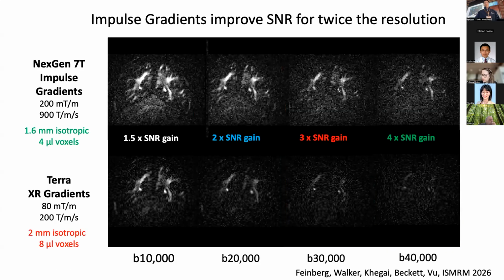Of course, with this surplus of SNR, you can also go to higher resolution. So here I show what those images look like if you cut those blocks of volumes in half, and you still get much more signal than on the standard 7T.